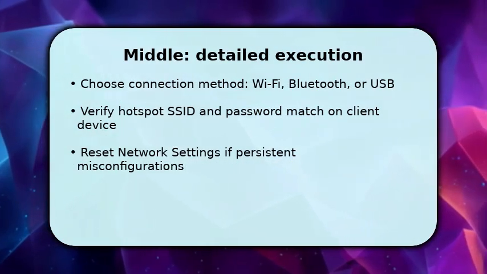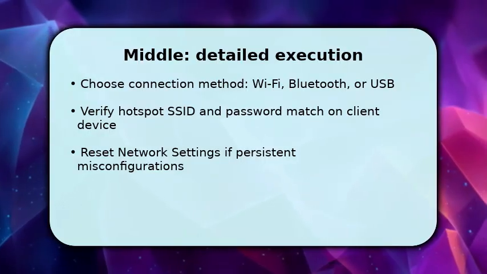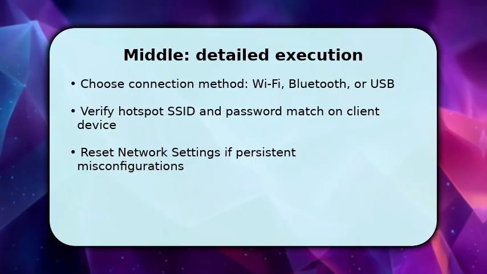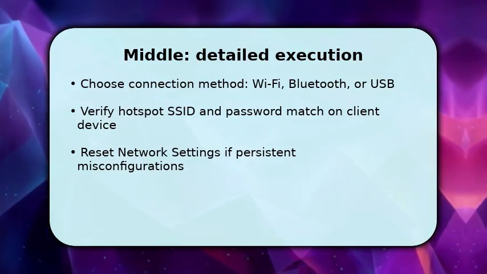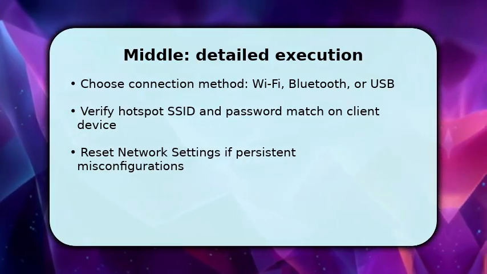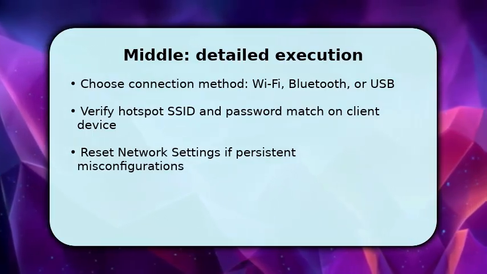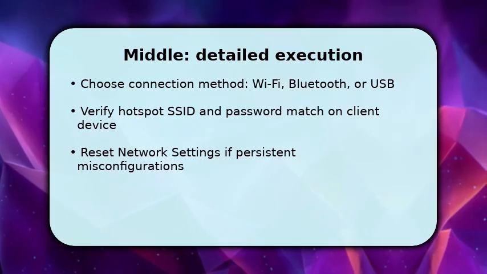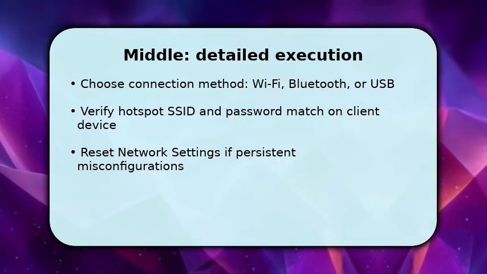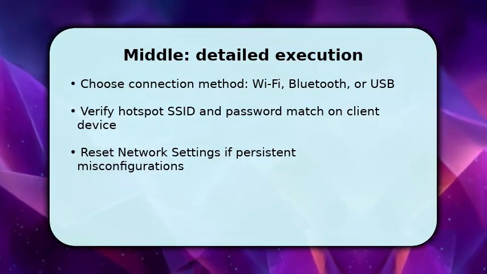Pick Wi-Fi, Bluetooth, or USB tethering based on your situation. Wi-Fi is easiest, USB is most reliable. On the client, forget the old network, then reconnect using the exact SSID and password shown on the iPhone. If pairing over Bluetooth, confirm devices are discoverable and accept pairing codes.